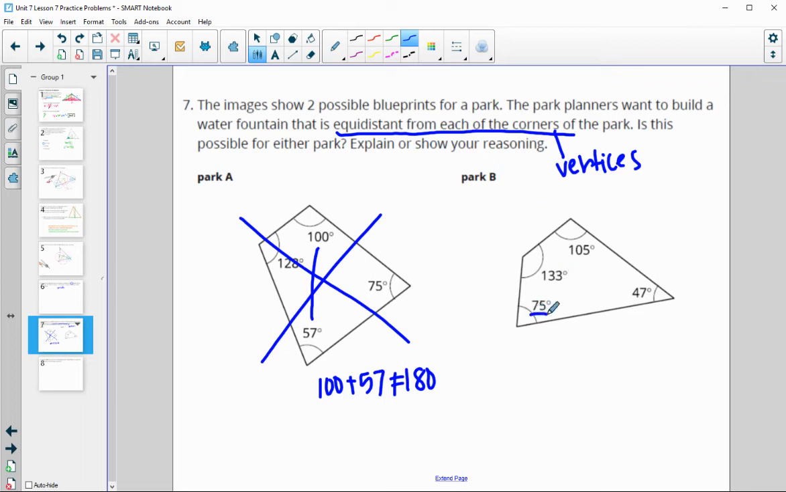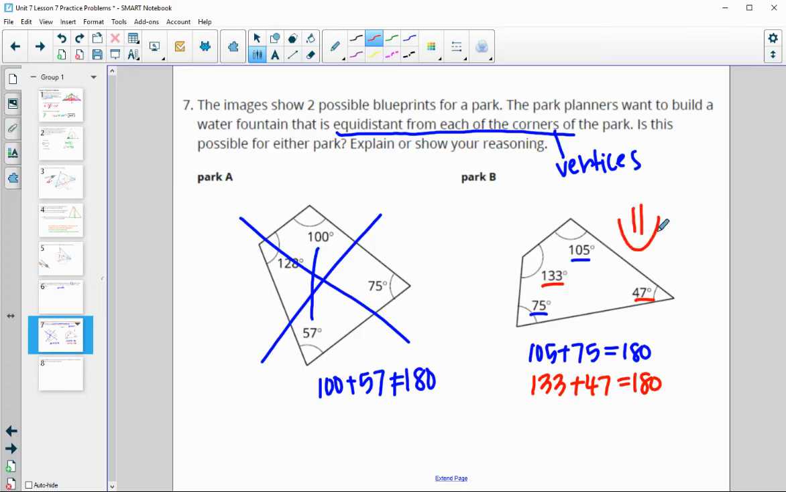Park B, we can look at the angles that are across from each other or not next to each other. So 105 plus 75 does equal 180, so that's good. And then 133 and 47 also equals 180. So this is a cyclic quadrilateral. So we could draw a circle that hits all 4 points at the same time. And the center of that circle would be where we would put the water fountain. So this one you could.